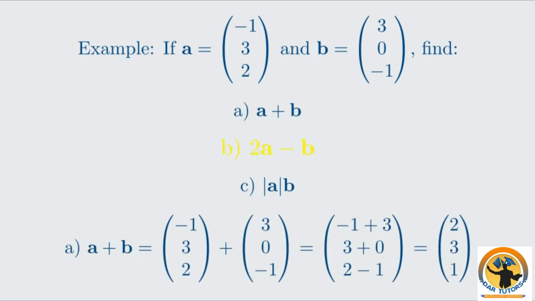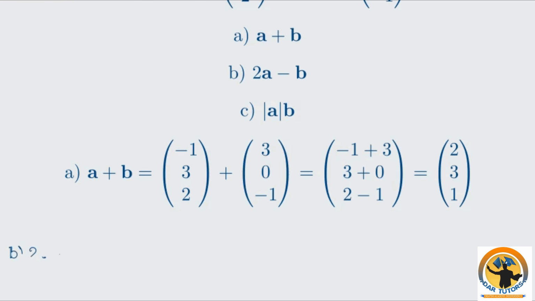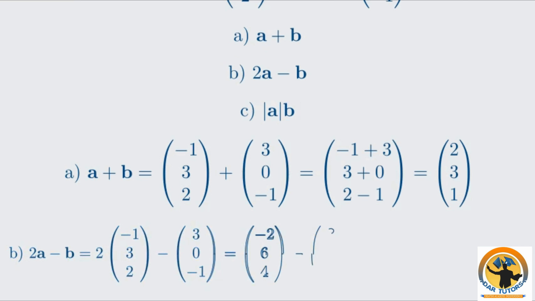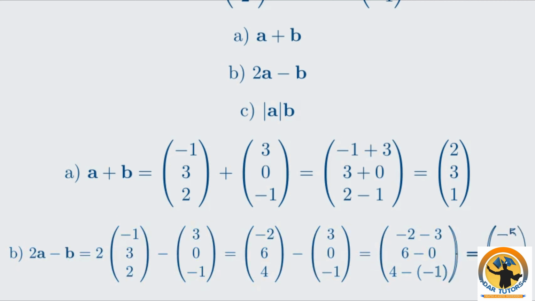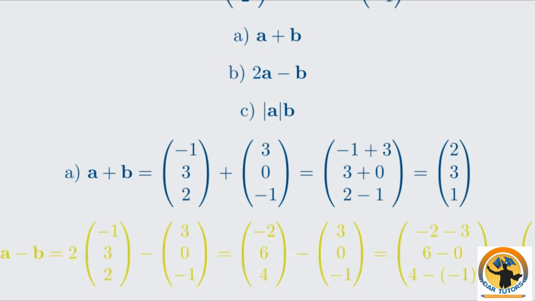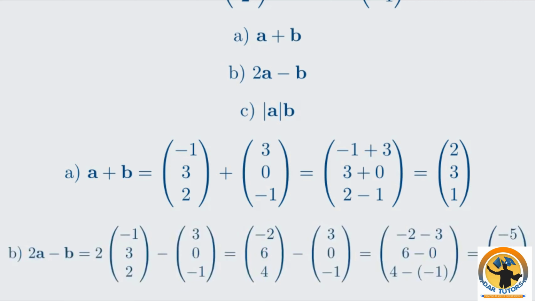Next, let's find 2A minus B. First, we perform the scalar multiplication. 2 times A is 2 times -1, 2 times 3, and 2 times 2, which is -2, 6, 4. Then we subtract vector B component by component. This gives us the vector -5, 6, 5.